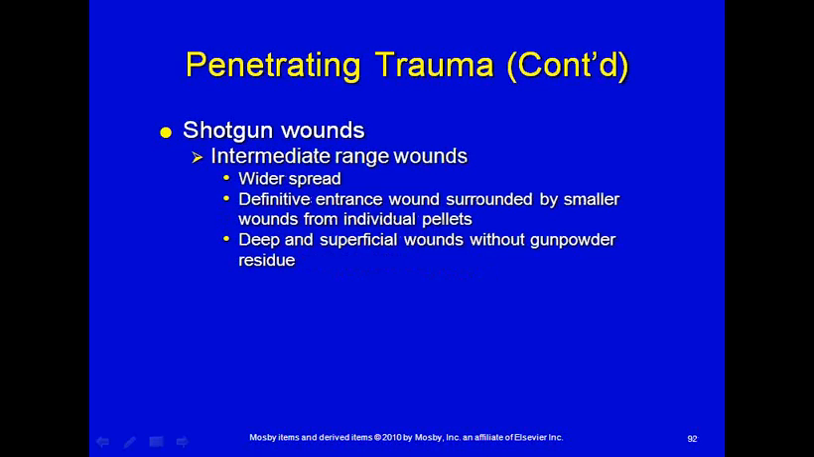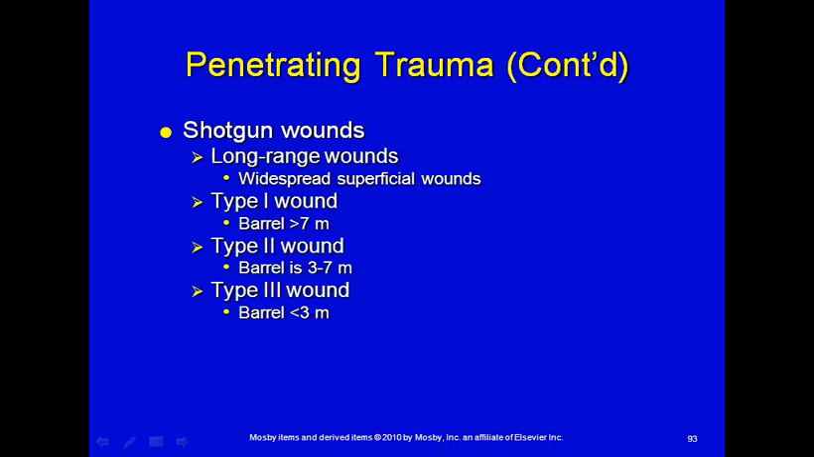Intermediate range wounds are wider spread because as you get further away from a shotgun, the pellets have a tendency to spread out depending on the choke, and you'll have a definite entrance wound surrounded by smaller wounds from the individual pellets. Deep and superficial wounds without gunpowder residue occur here. And then long-range wounds are very widespread.